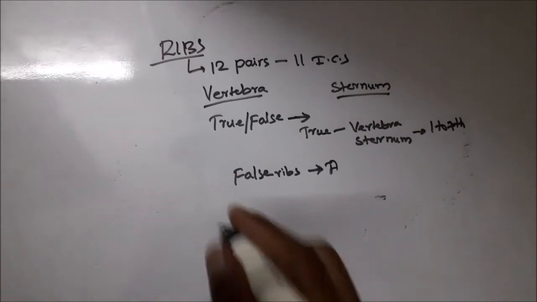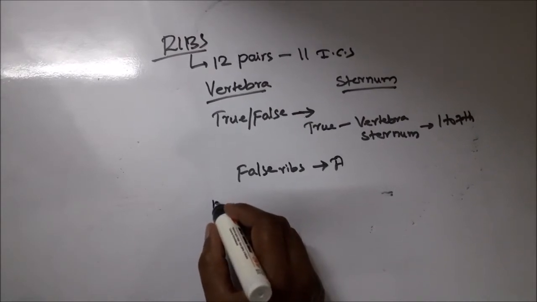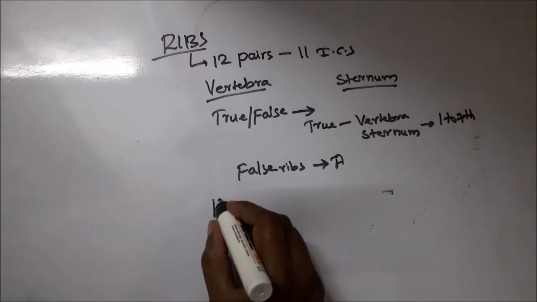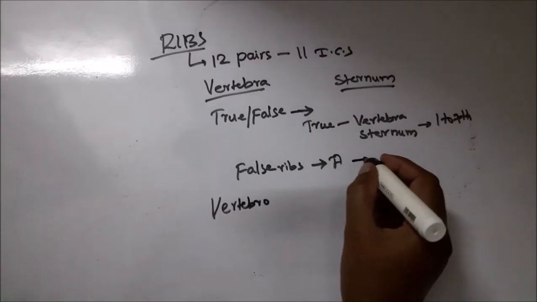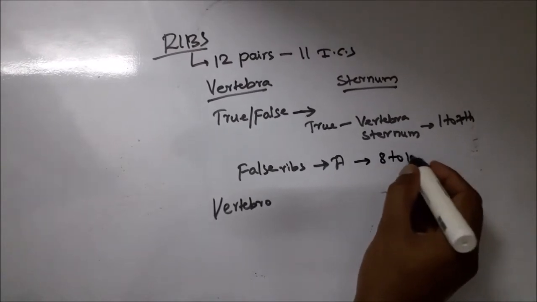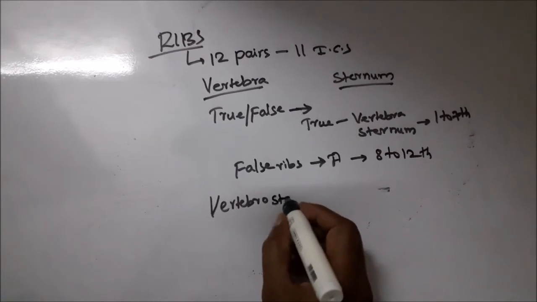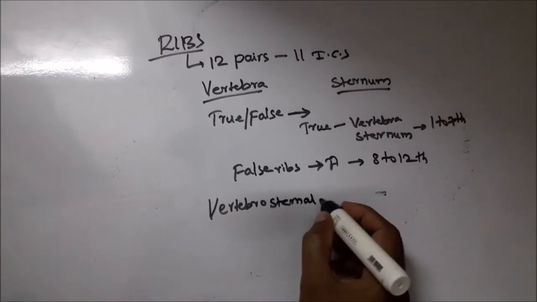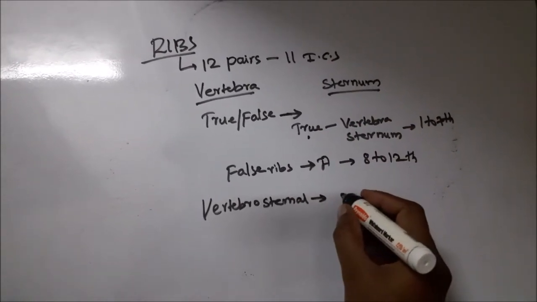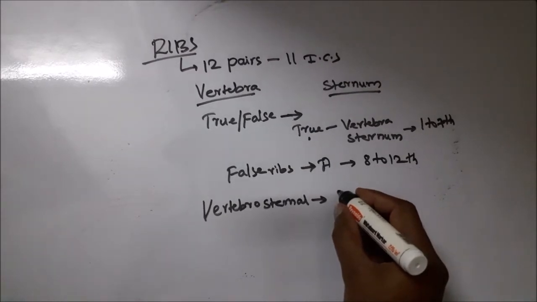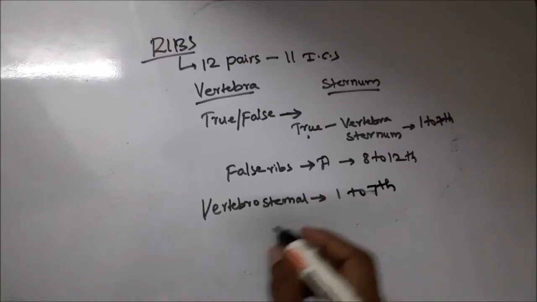Then the next classification is based on their anterior and posterior attachment. Before that, what are the false ribs? The 8th to 12th are the false ribs. Then based on their attachment, one is vertebrosternal. True ribs are also called vertebrosternal because they are attached posteriorly to the vertebrae and anteriorly to the sternum. They are the first to seventh ribs.